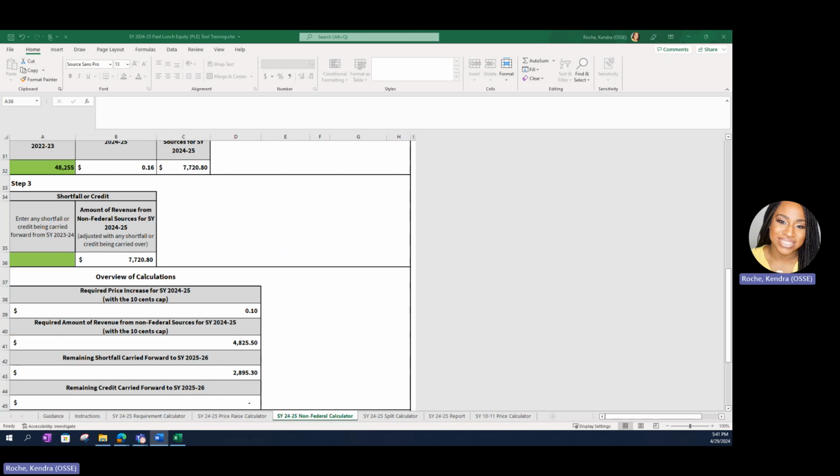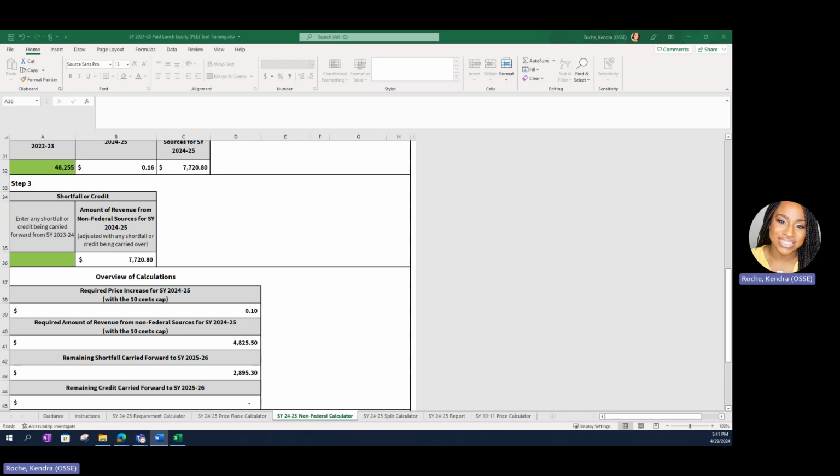By looking at the overview of calculations, we can see that with the 10 cents cap, the required amount of non-federal revenue would be a lower amount. The remainder would be a shortfall carried forward to the school year 2025-26, and there would be no remaining credit carried forward to school year 2025-26.